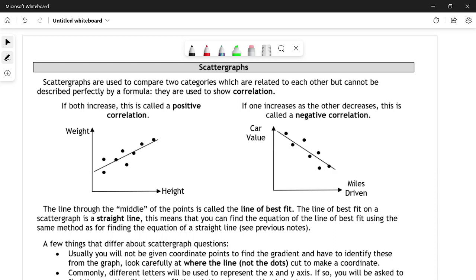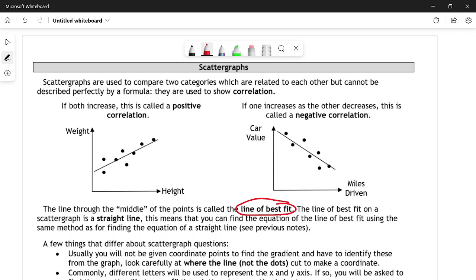So the one on the left is a comparison between height and weight. And if you think about real life people, the bigger height you are, generally, the more you would weigh because there's more of you. So there would be a positive correlation, and that's represented in this straight line, which is called a line of best fit. So the line of best fit is the important thing here. That's the thing that you're going to try and find the equation of.